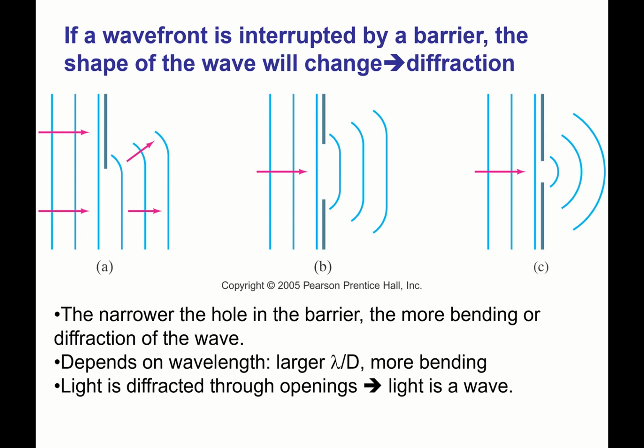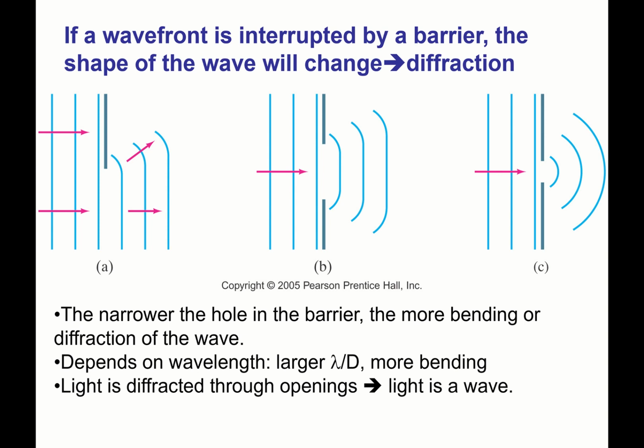So if you look at pictures A, B, and C, you can see that the size of the barrier is gradually getting smaller, and as the size of the barrier gets smaller, the wave that's incident from the left side as a straight line, a plane wave, gets more and more bent as it comes out the other side. So the narrower the hole in the barrier, the more the wave is going to bend or diffract.